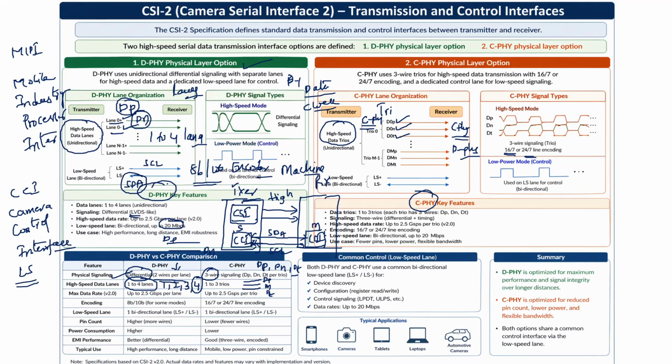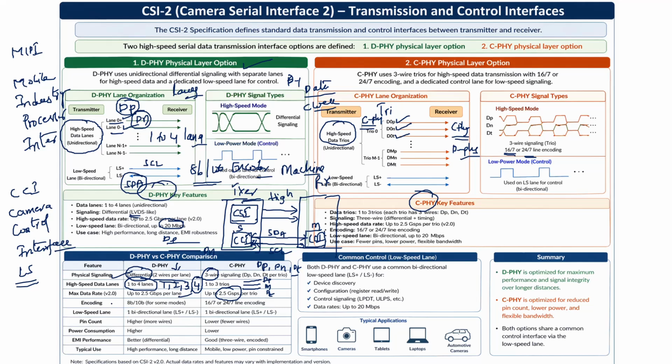So it is supporting up to 2.5 gigabits per second. One lane or one trio can transmit 2.5 gigabits per second. Data will be transmitted from the transmitting side to the receiver side. Clear, Ravi? Is that clear?